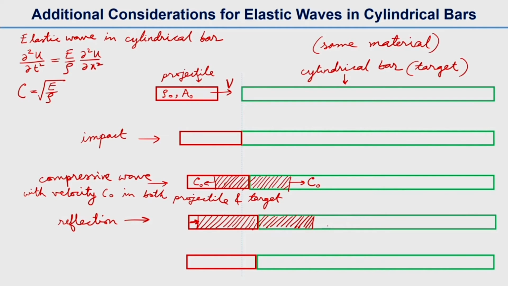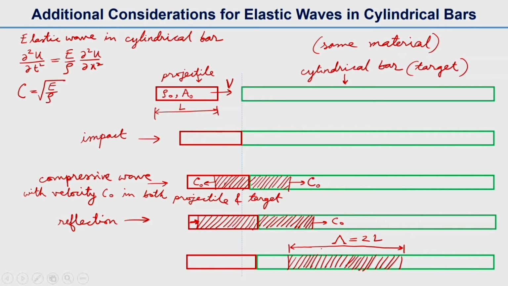Now, this is the total length of the pulse. We will see after some time this wave will go into the target bar, and there will be, let us say, no wave in the projectile bar. So the pulse is now only in the target bar, and this length is the wavelength, which can be represented with a capital lambda, and that is actually equal to twice L. L is the length of the projectile.